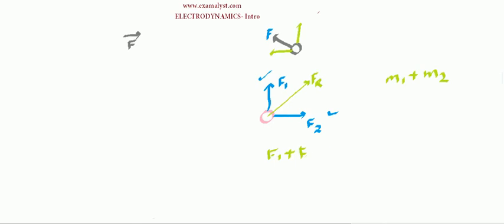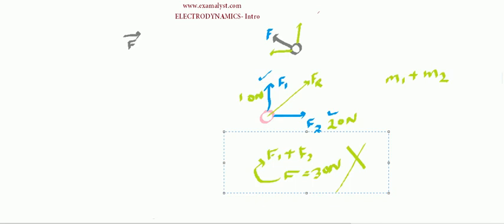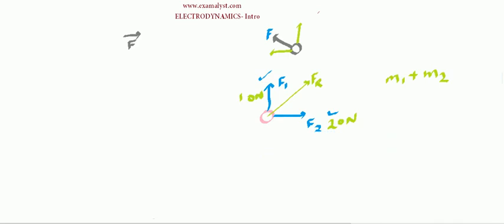So when I say F1 plus F2, if I say that there is a force of 10 Newton, that is F1, and say F2 is 20 Newton, then it would be wrong to say F, which is F1 plus F2, is 30 Newton, that is 10 plus 20. This is absolutely wrong and ridiculous, because this is not what is happening. So the question is how to add these forces.